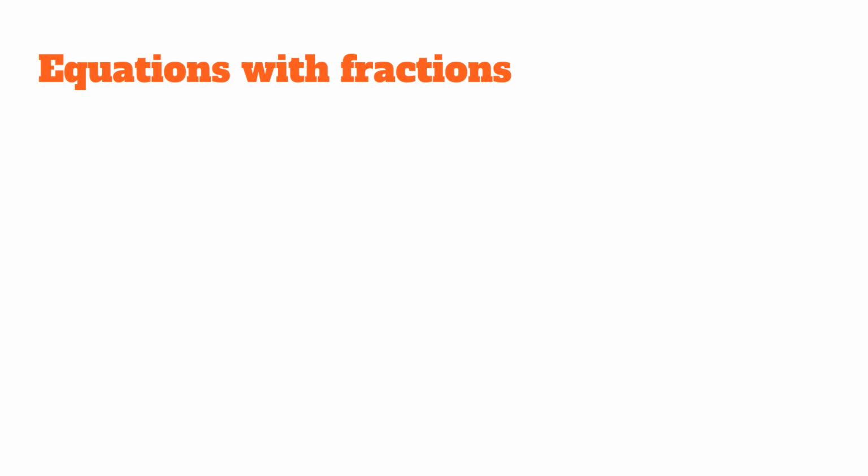Okay, let's do some further examples with fractions. So here we have 3x over 5 minus x over 4 equals 1. So remembering, whatever we do to one side of the equal sign, you have to do it to the other side of the equal sign. If you have more than one term on one side of the equal sign, you need to do it to both of those terms when it comes to multiplying and dividing.